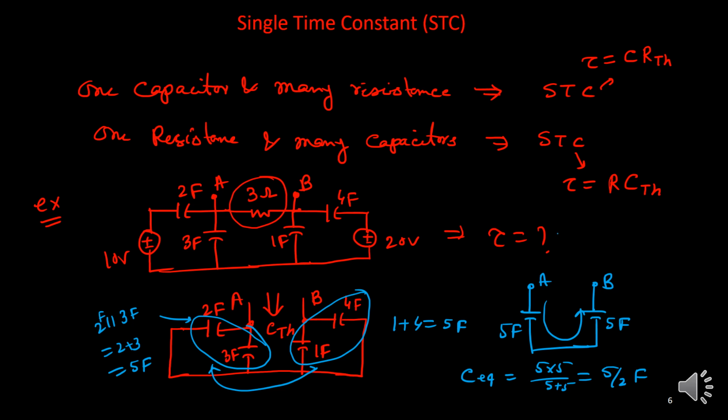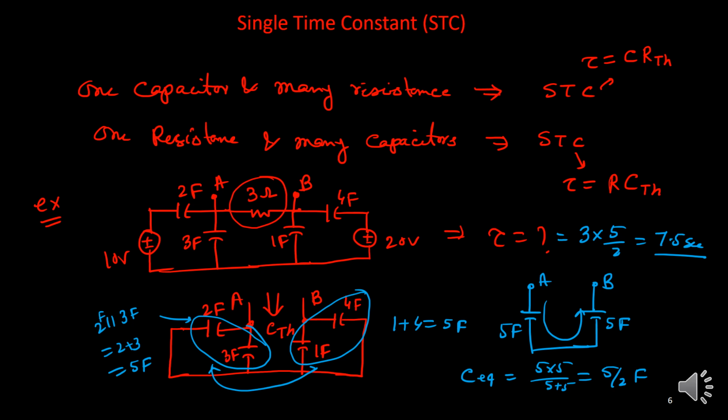So what is the time constant? C equivalent or CTH times R. R is your 3 and C equivalent is 5 by 2. So it is 15 by 2, which means 7.5 seconds. Okay, I hope it is clear, right?